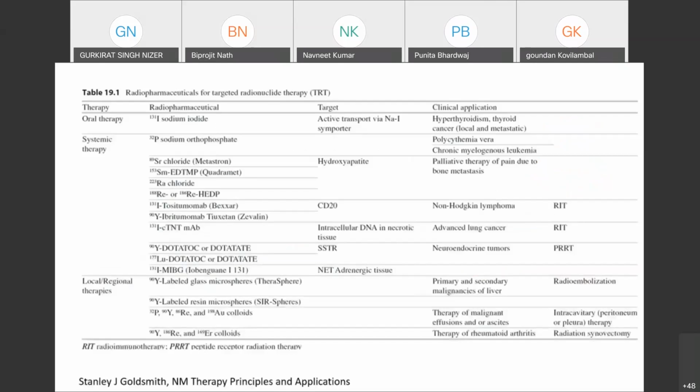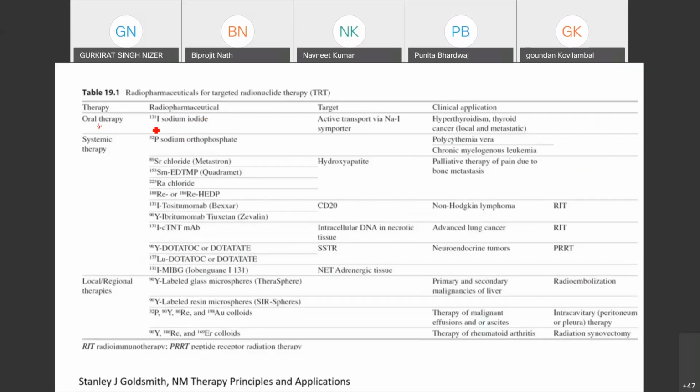So these are the groups of therapy which we use in nuclear medicine departments. And there are different types of therapy. It can be an oral therapy, it can be systemic therapy, it can be local or regional therapies also. For example, local therapy includes iodine 131 sodium iodide, and I guess I have explained it before also how iodine is used for treating hyperthyroidism or thyroid cancer, for both local and metastatic disease.